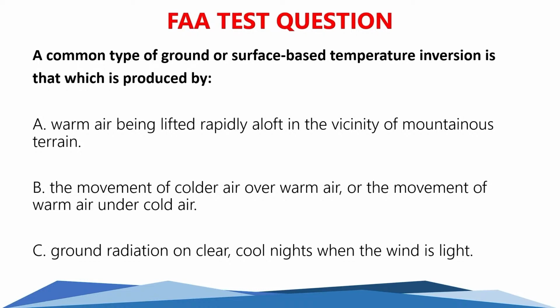A common type of ground or surface-based temperature inversion is that which is produced by: A, warm air being lifted rapidly aloft in the vicinity of mountainous terrain; B, the movement of colder air over warm air, or the movement of warm air under cold air; or C, ground radiation on clear, cool nights when the wind is light?